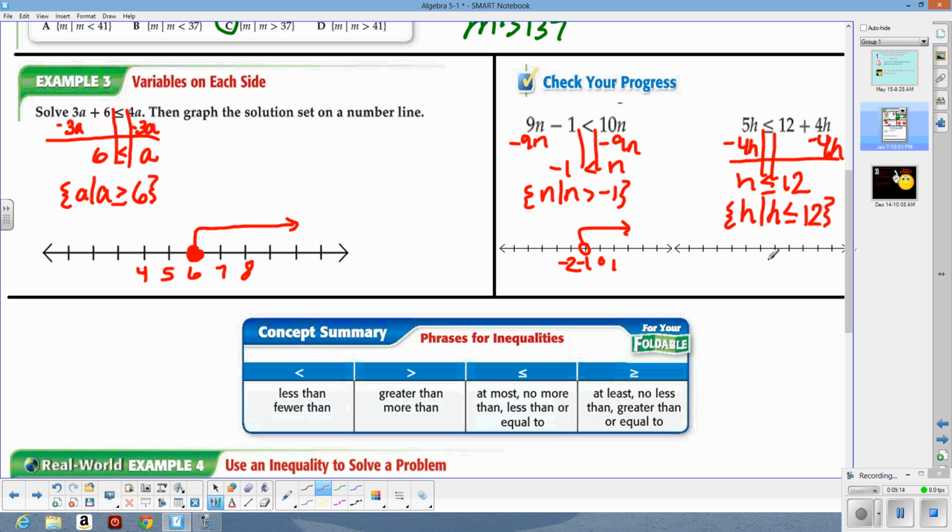And then I'd make sure 12 is on my number line. Make sure you get some numbers above and below. We would fill in a circle on 12 because it can equal 12, and we want the ones less than or equal to 12. So this time we're going to move to the left.